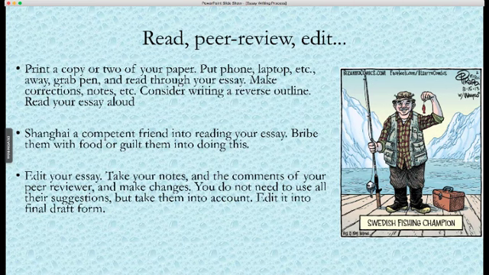You can reverse outline if you're not very good at putting a flowing argument together. You can write a reverse outline. That basically means you take a look at what you've written and write down your argument.